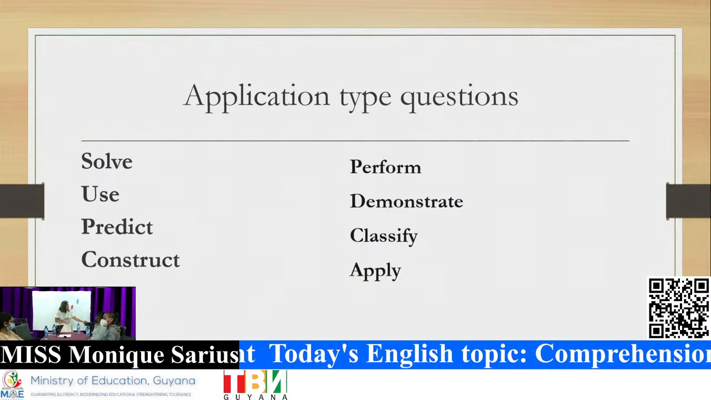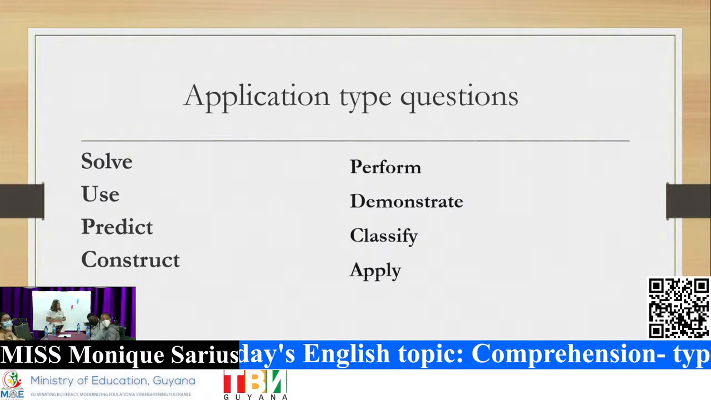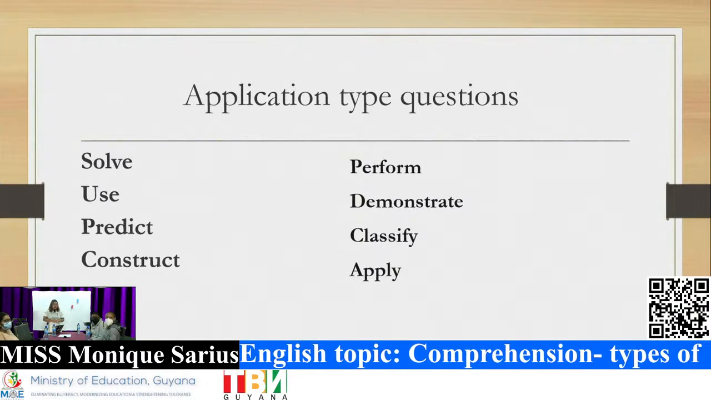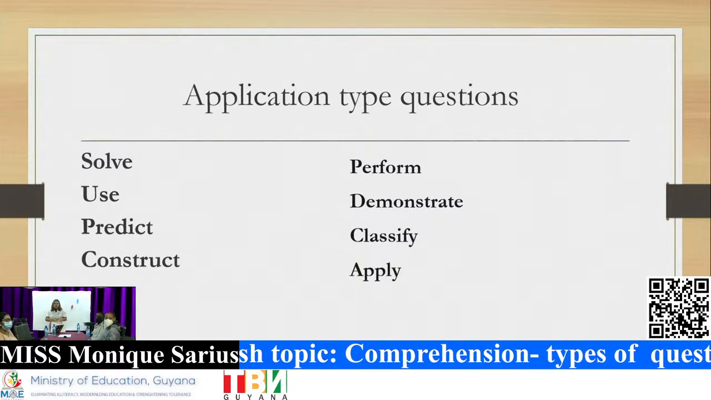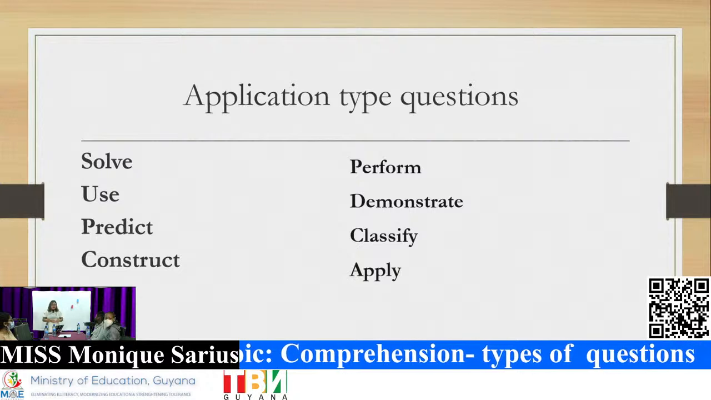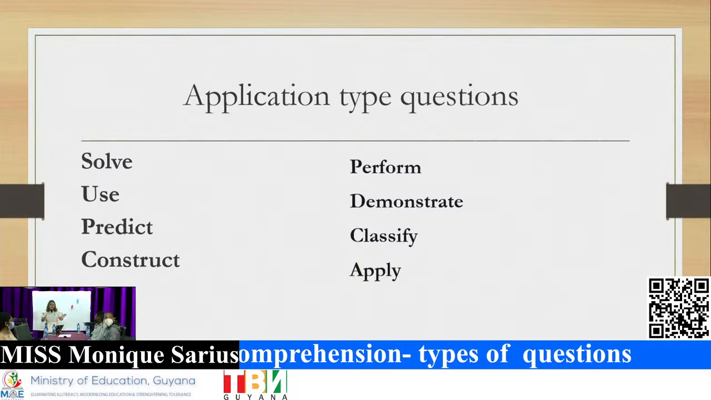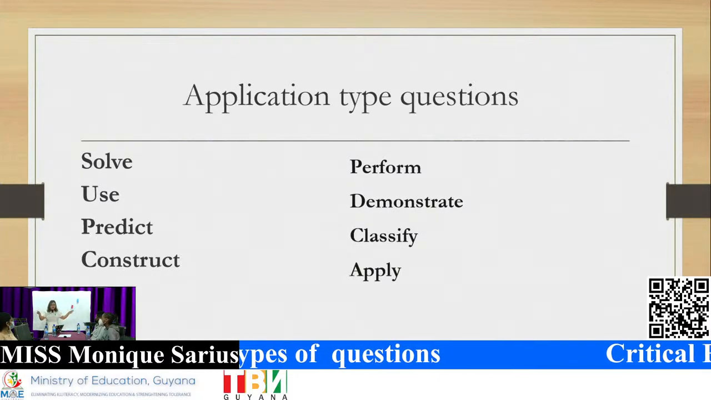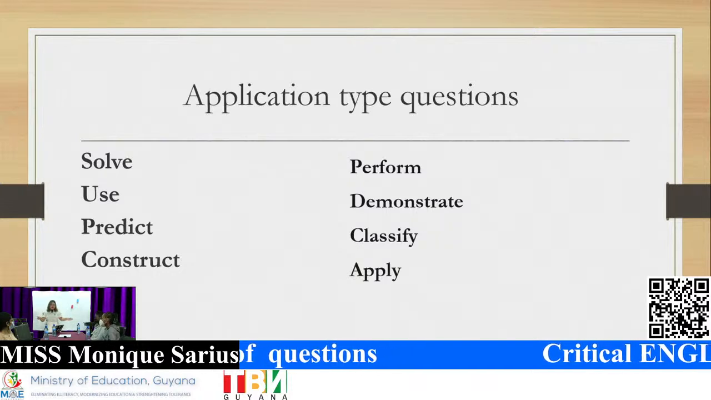This is use, predict, construct, perform, demonstrate, classify, and apply. Now I want to touch a little bit on the one, classify, there. So classify, do we know what it means? You did science, right? Where you did vertebrates and invertebrates, and then you had to break those down into different groups. So you have mammals, what else? You have reptiles, amphibians, what else?